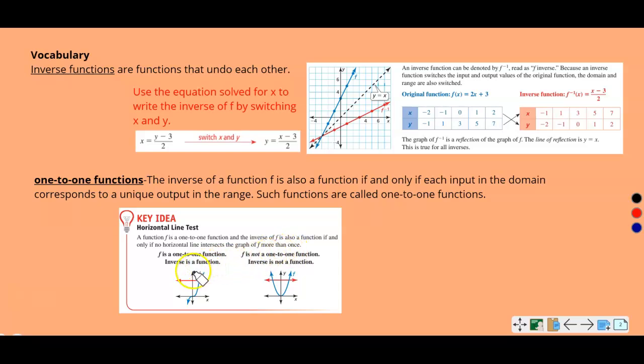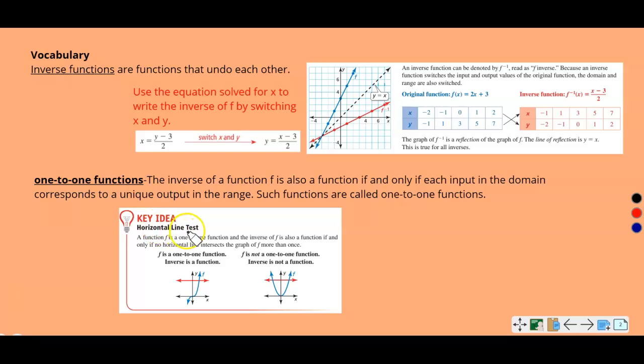So we start out with a function. We're always starting out with f of x, g of x, whatever. We're starting out with a function. So we assume our original equation is a function, or we're given that our original equation is a function, and 1-to-1 means it goes both directions. So this determines whether the inverse is a function or not as well.